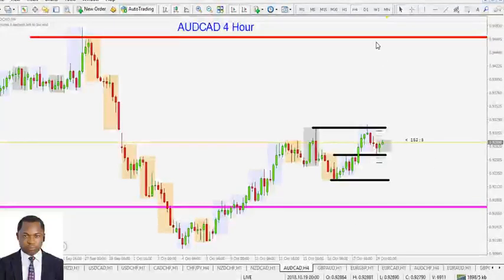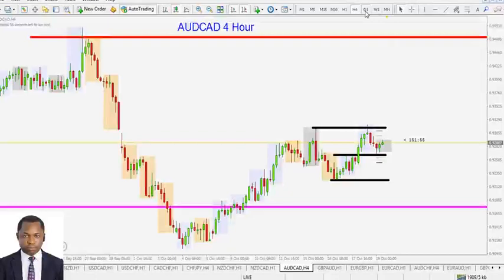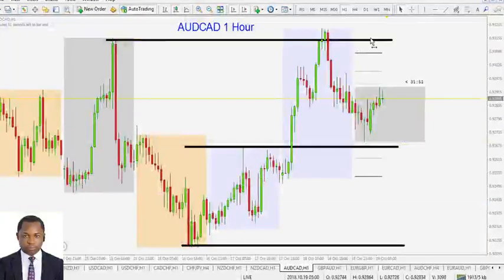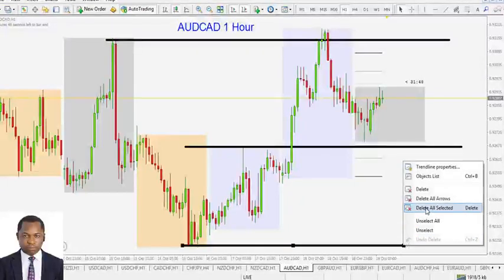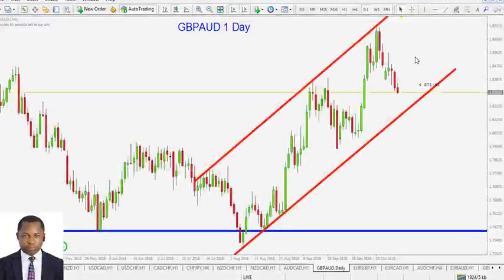The Australian dollar against the Canadian dollar. See what's going on here. We cannot trade in this type of market. It is not for us. So nothing for the entire week, even though price managed to keep up. The sterling pound against the Australian dollar, trending to the downside.